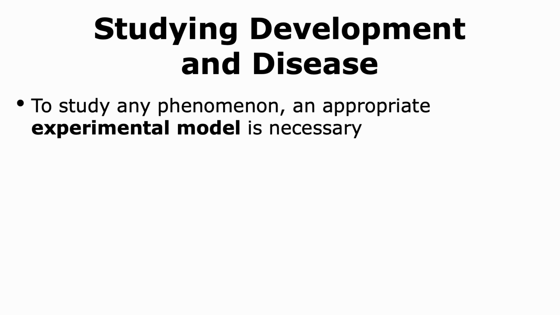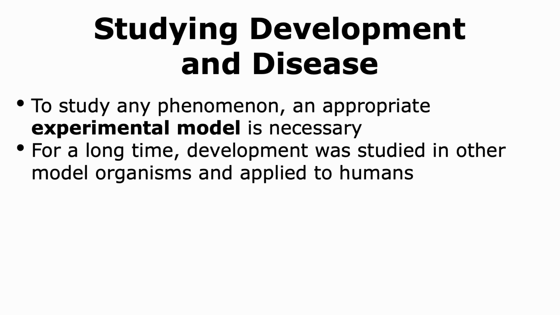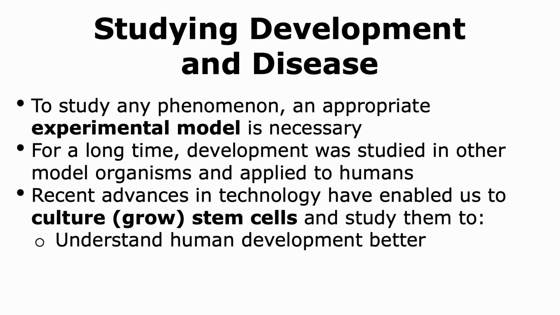Now, to study any phenomenon, an appropriate experimental model is necessary. So if you want to study human development, then we need an appropriate model that tells us information about human development. For a long time, development in humans was studied in other model organisms, and then those mechanisms were assumed to occur in humans as well. However, recent advances in technology have enabled us to culture stem cells and study them to understand human development better.